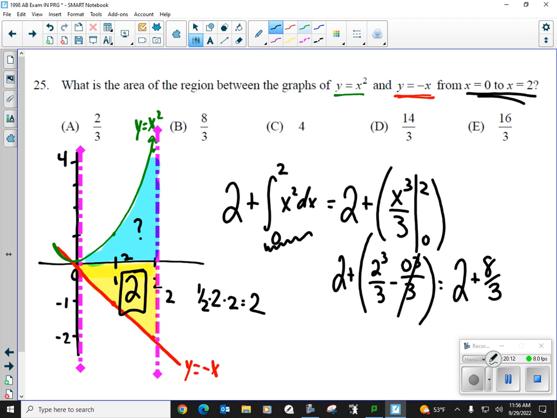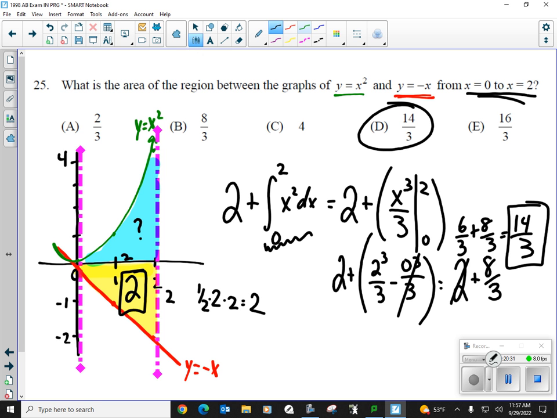Oh, it would have been cool if they had 2 and 8 thirds, but they don't. So I'm going to make this 2 into a fraction so I can combine it. 2 is the same thing as 6 over 3. Okay? That gives me 14 over 3, and that is a solid answer. That is a solid answer. Boom! That was a good question. I like that question. That was a good question.